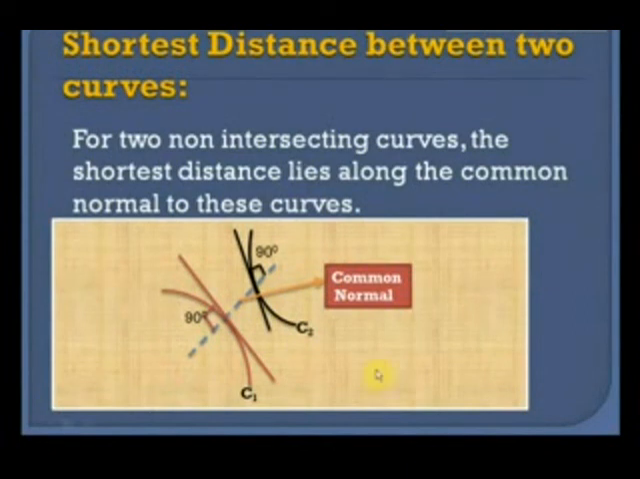Now let us say that this is one curve, that is C1, and this is another curve, that is C2. Now if we want to know the shortest distance, then this is the shortest distance, which is along the common normal to these curves. This represents the common normal and this distance is the shortest distance between these two curves.